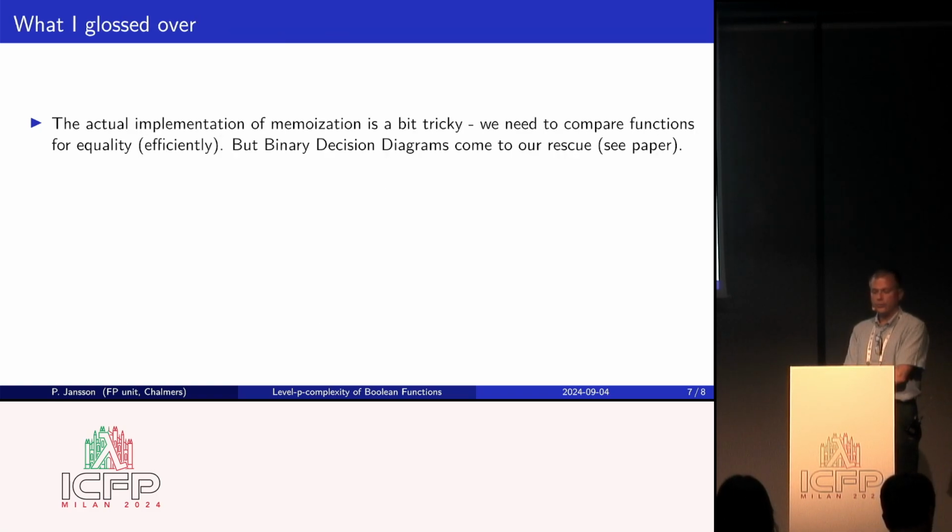So what have I glossed over to fit this in a 15-minute presentation? Well, the actual implementation of memoization is a bit tricky. We need to compare functions for equality, and that's usually not very good. I mean, these are finite functions from a number of bits, but still, if you would compare all the outputs, that's 2 to the power of n of them. So you don't want to compare them in that way. But fortunately, binary decision diagrams encode Boolean functions very efficiently and uniquely, so you can compare them syntactically for equality, basically.